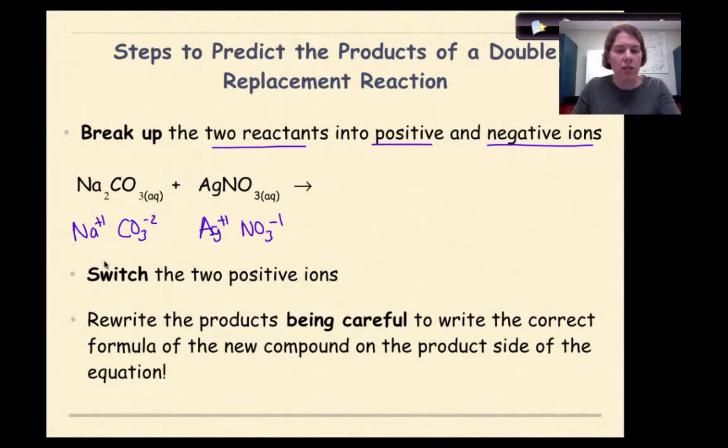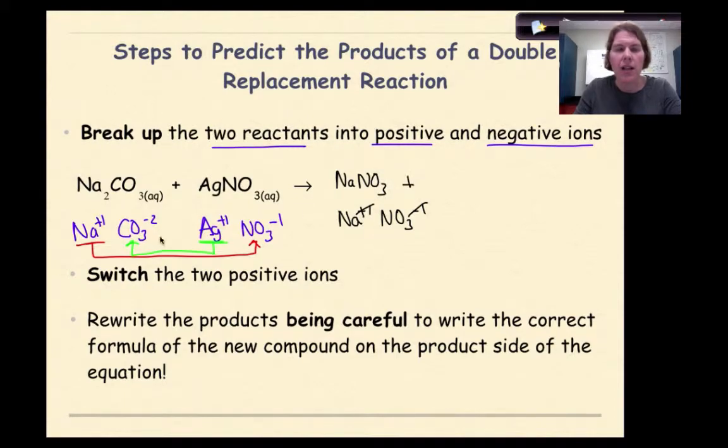And what I'll do is I will basically say, all right, this Na is now going to go with the NO3, and this Ag plus 1 is now going to go with the carbonate. So when I write these over again here, I'm going to be really careful. So before I put them up here and I balance it, I'm going to say, all right, I have Na plus 1, I have NO3 minus 1. These positive and negative 1 are going to cancel each other out. So this is going to be NaNO3.